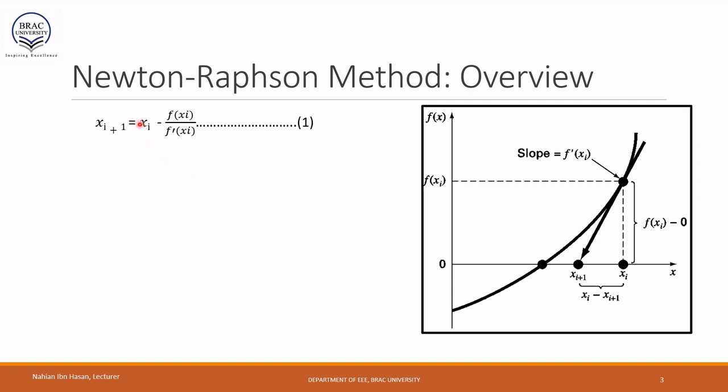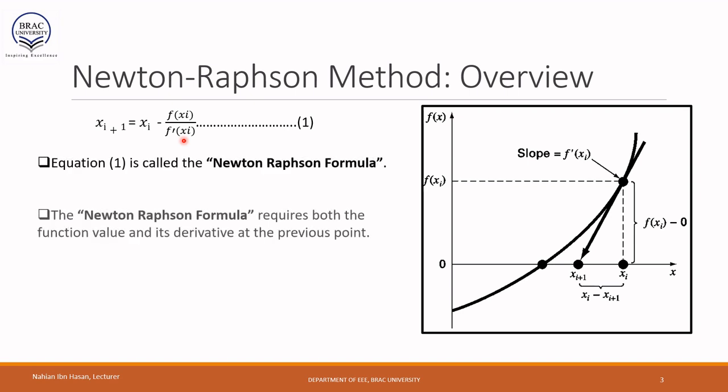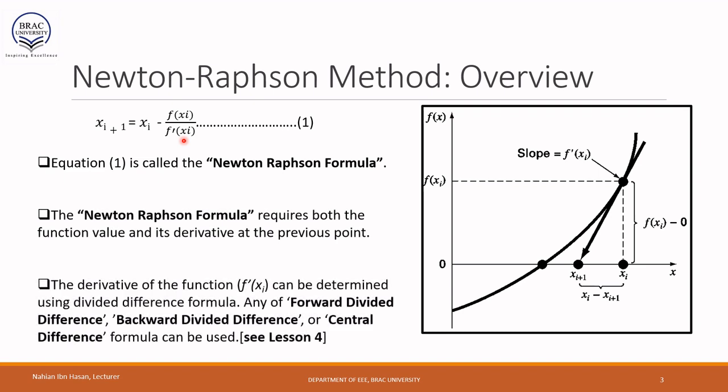Look at this. We require the previous approximation xi. Also we require the function value f of xi and its derivative at xi. So f of xi and f prime of xi, that is the derivative of the function, both can be determined. If you remember from lesson 4, look at this: xi minus f of xi divided by f prime of xi. In this case, we need to determine f prime of xi, which is crucial for the Newton-Raphson formula. So how do we calculate this f prime of xi? This is the bottleneck. We can calculate it numerically using the finite divided difference formulas.